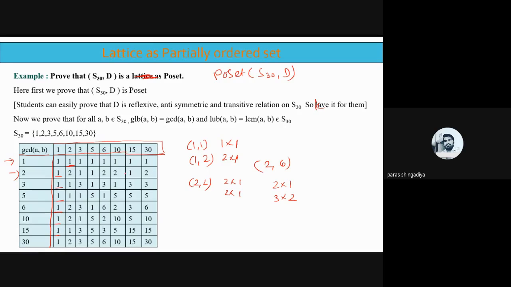Then 2 with 10, so 2 into 1 and 5 into 2, okay, 10 has factors 5 into 2, so again 2 is the common there, clear. So answer is 2. And now 2 with 15, only 1 is possible as a common divisor. And 2 with 30, 2 into 1 and 15 into 2, clear, 15 into 2 is 30, so 2 is again common, so answer is 2, okay.